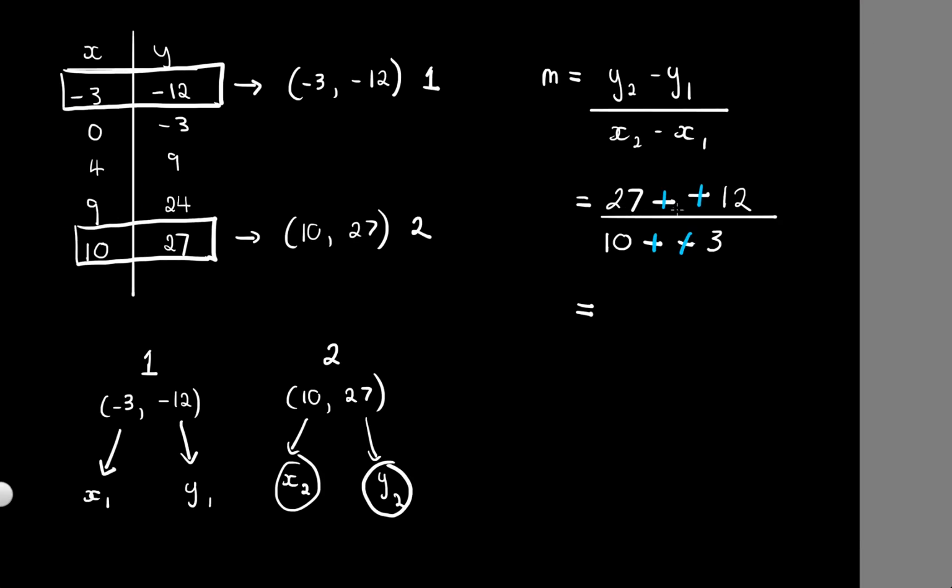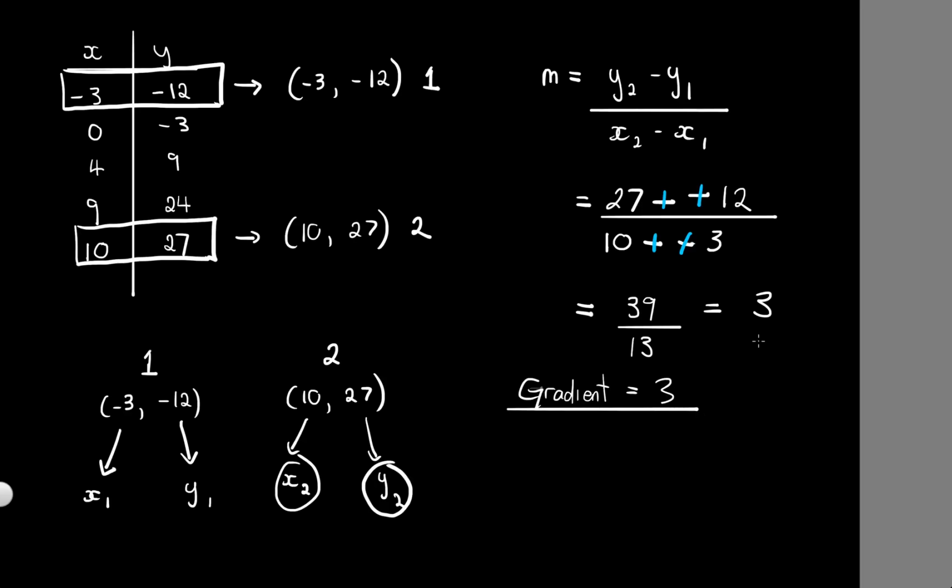So on the top, 27 plus 12 is 39. And on the bottom, 10 plus 3 is 13. 39 divided by 13 is equal to 3. So guess what? The gradient of this line is equal to 3.